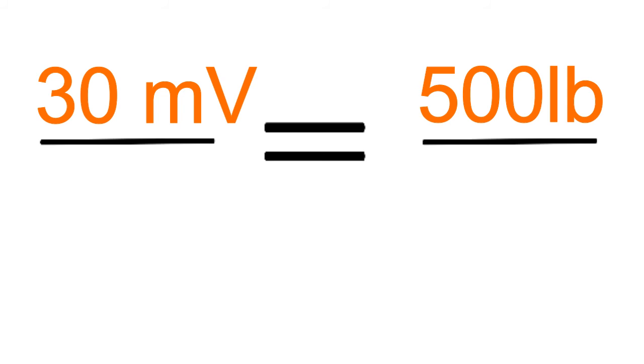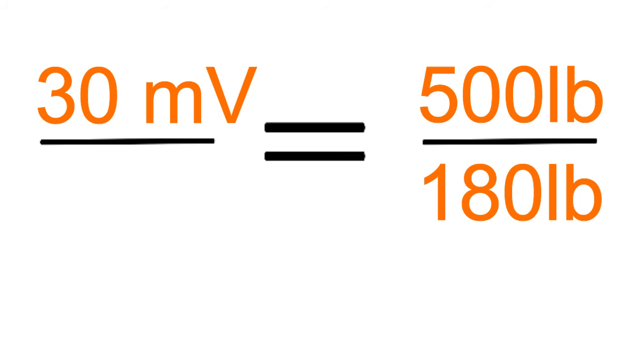Perfect. So let's put 180 pounds on this load cell. We are keeping weight on the right side and voltage on the left. Right side denominator, 180 pounds. We are looking for millivolts. X goes in the denominator left side.